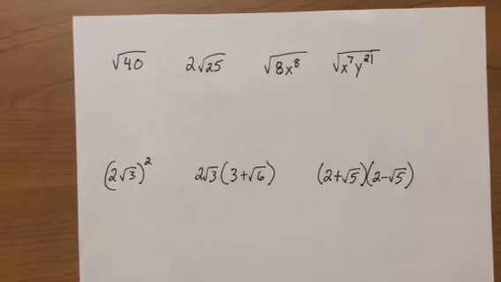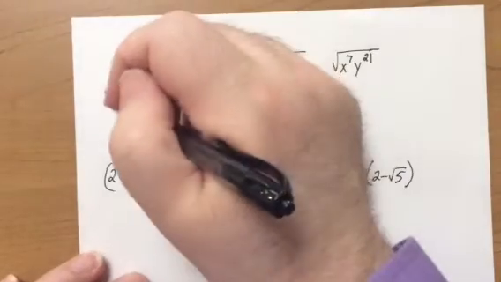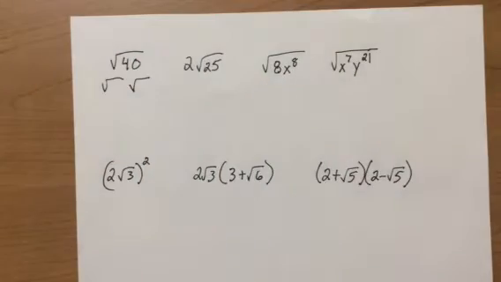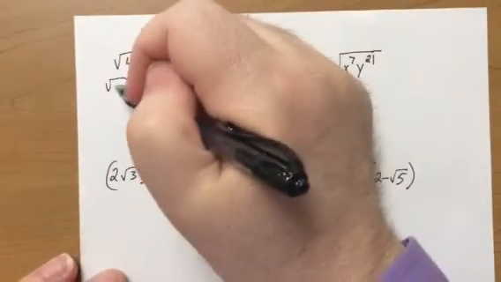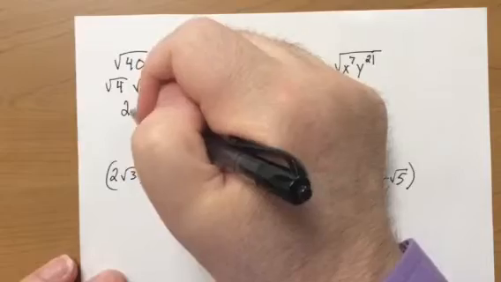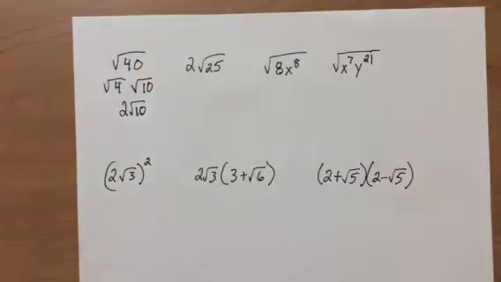So, pause this, do these problems, and then turn it back on. Okay, well, good. So the first thing we're going to do is break this up. 40 is not a perfect square, so I'm going to break it up into a perfect square, which is 4, and 10. Square root of 4 is 2, so it's 2 square root of 10. Can't do anything with the 10 because you can't multiply an integer by itself to get 10.